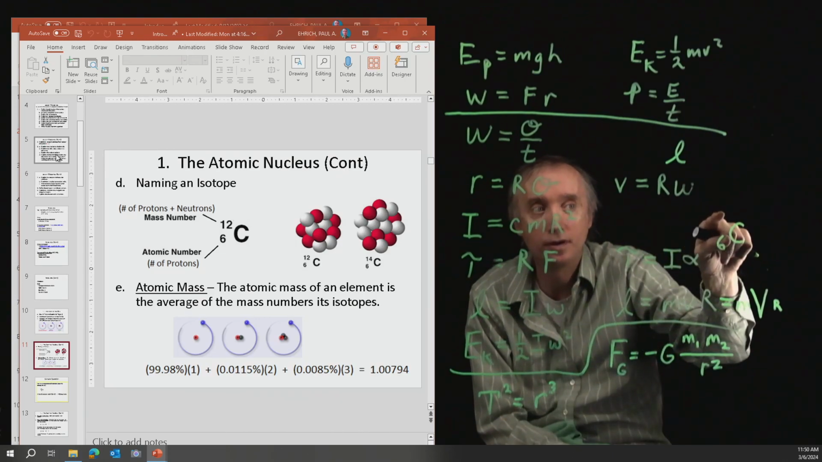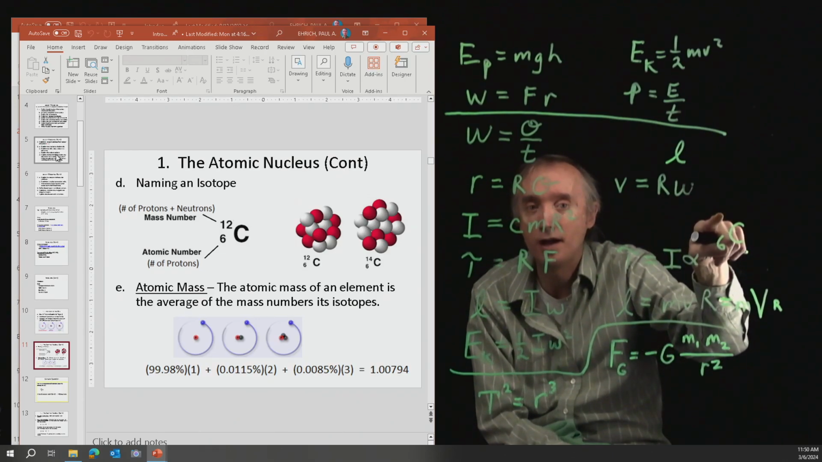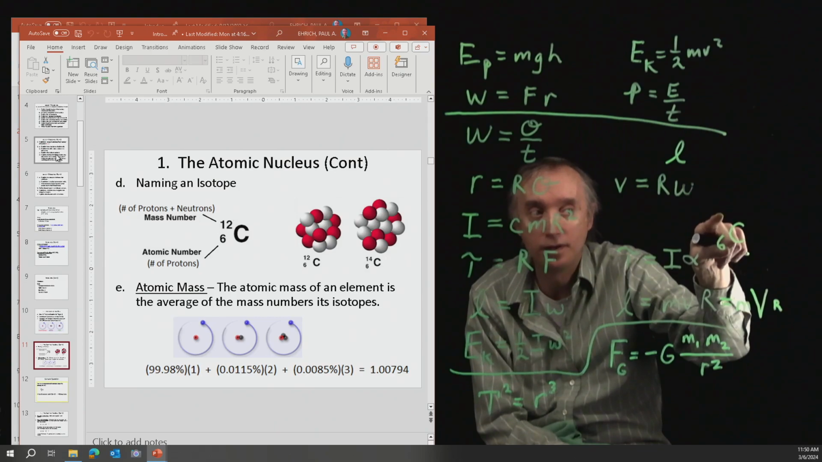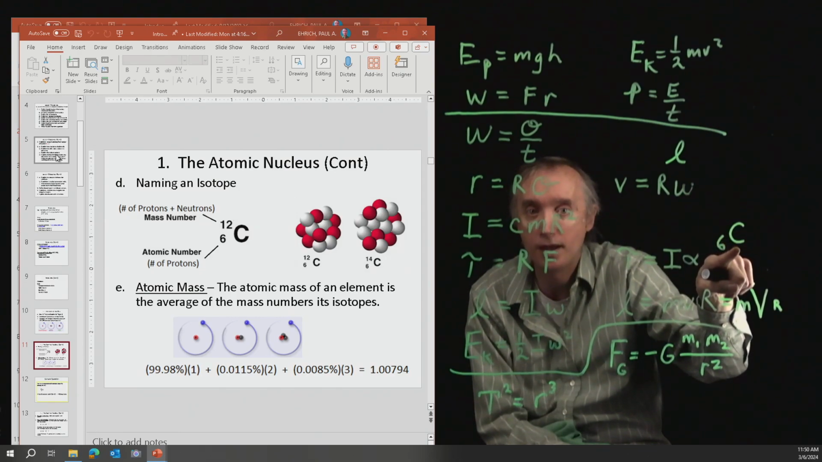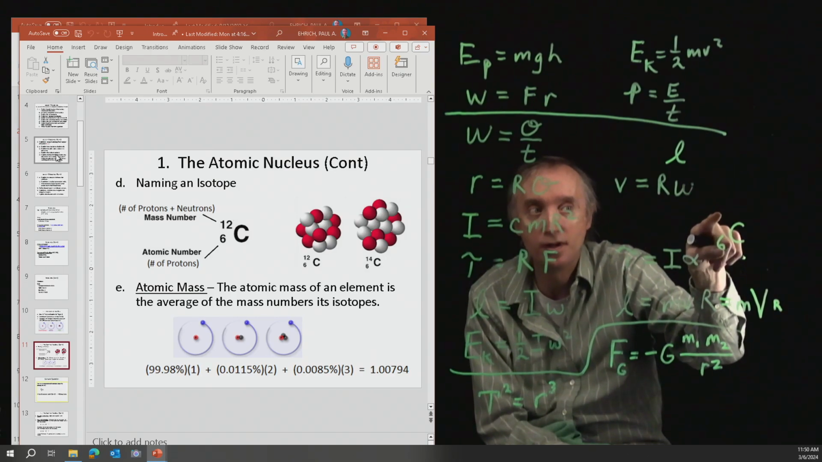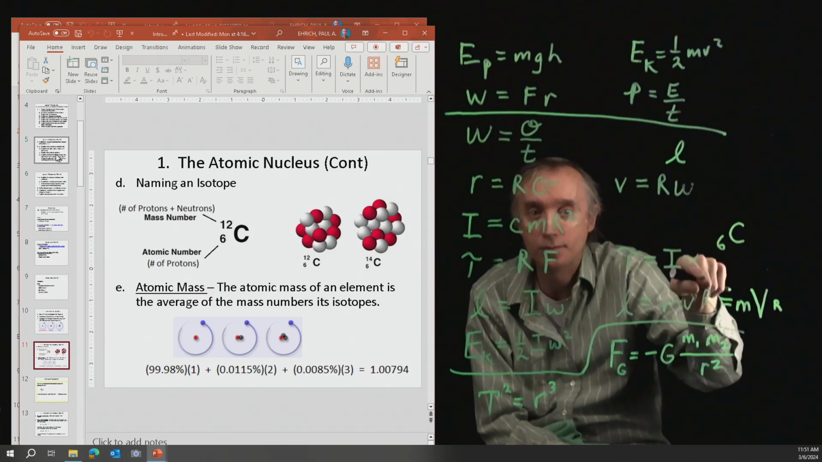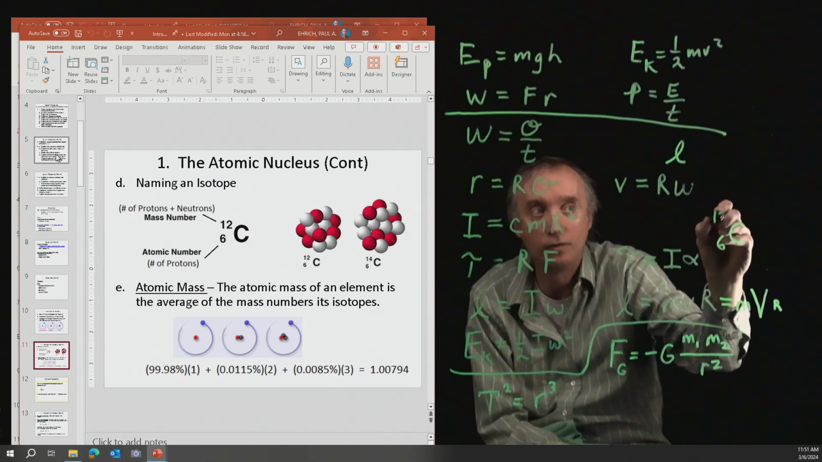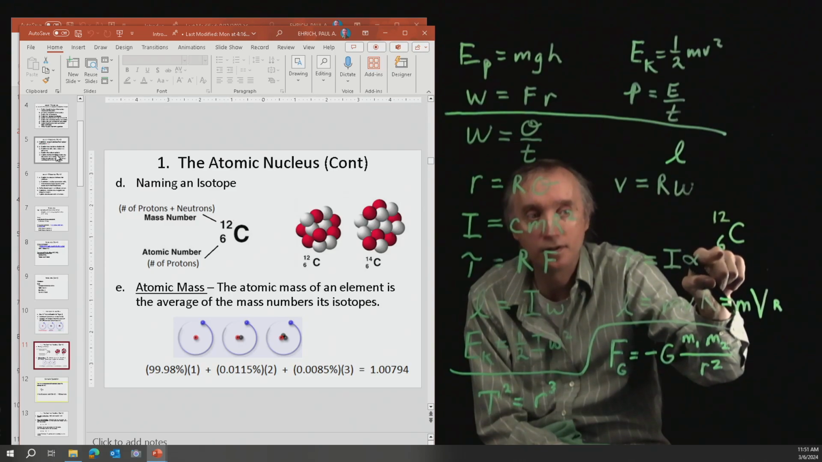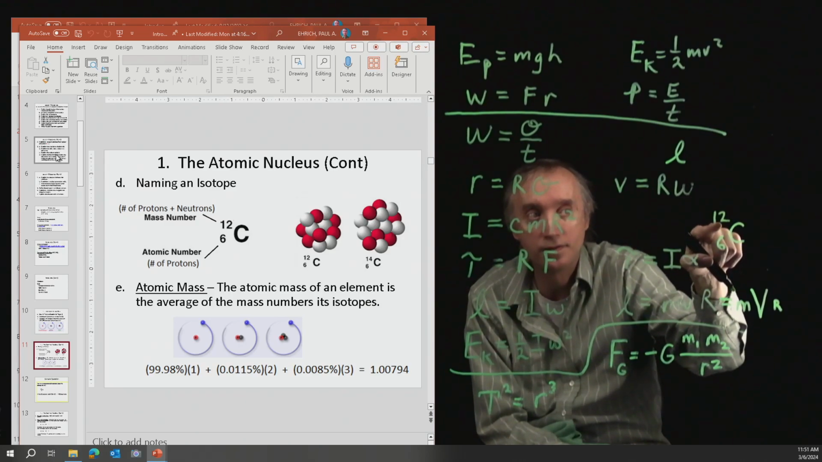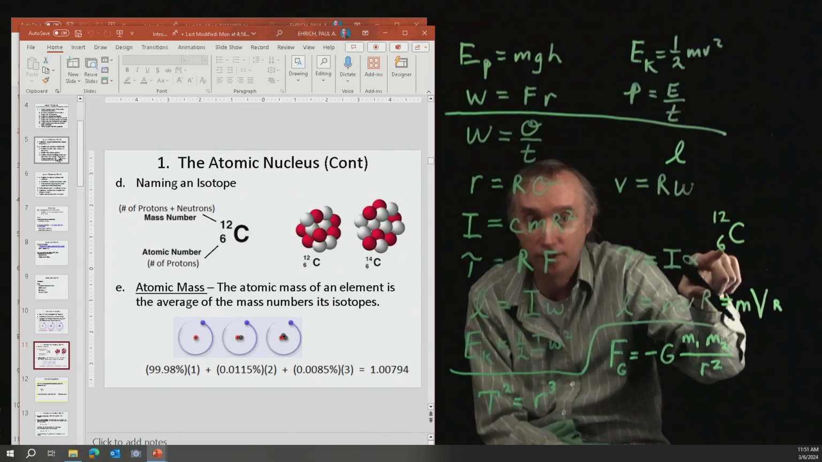And then the number that goes up here depends on how many neutrons this particular isotope has. So this number up here is going to be the sum of the protons plus the neutrons. So for this particular isotope, it's a 12, which means it's got 6 protons, and then 12 minus 6 is 6. So it would have 6 neutrons in it.